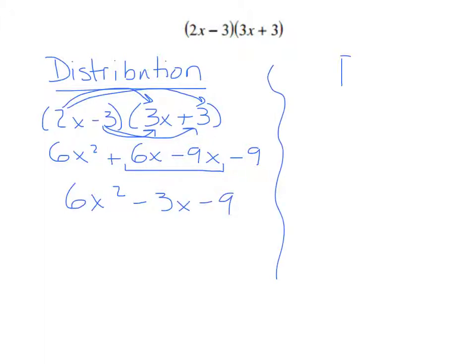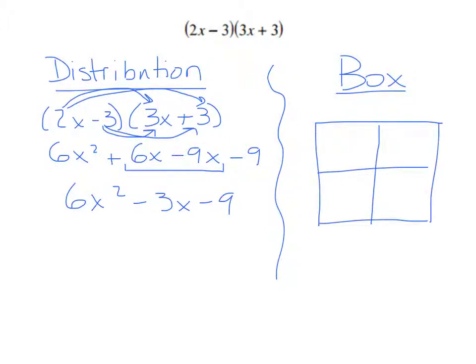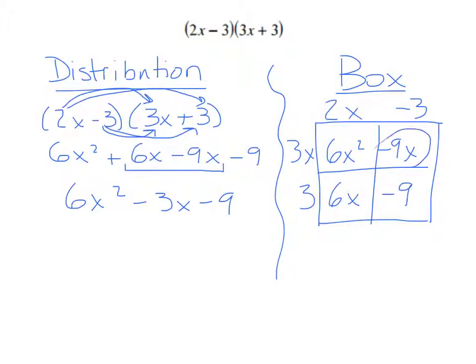On the other hand, I could do the box method. So let's see, I've got 2 terms by 2 terms. So 2 by 2, 2x, negative 3, 3x, positive 3. 2x times 3x is 6x squared. 3x times negative 3 is negative 9x. 2x times 3 is 6x. 3 times negative 3 is negative 9. These guys are like terms. So I have 6x squared minus 3x minus 9.